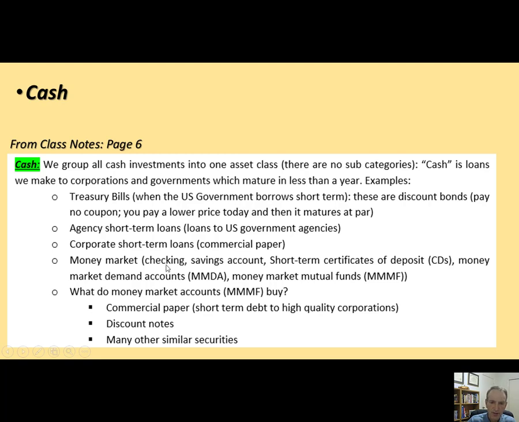rate. So banks, they may be loaning money for auto loans and home equity loans, and then they're paying out on checking and savings accounts. So you're essentially getting a rate that's based on what their loan portfolio looks like. So money market accounts, these money market mutual funds, they buy commercial paper, they buy discount notes, and other types of securities. Now in 2008, it's very rare for money market mutual funds to actually have problems.